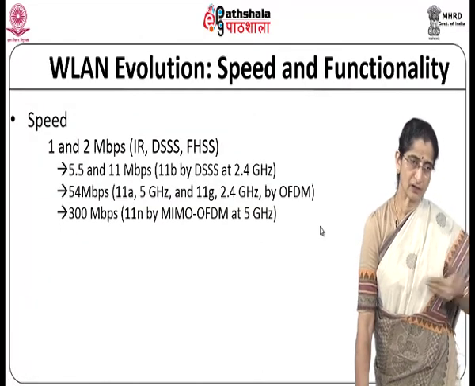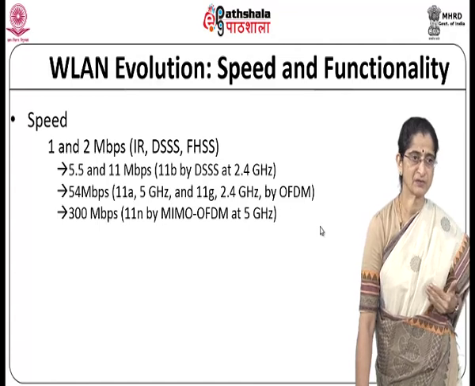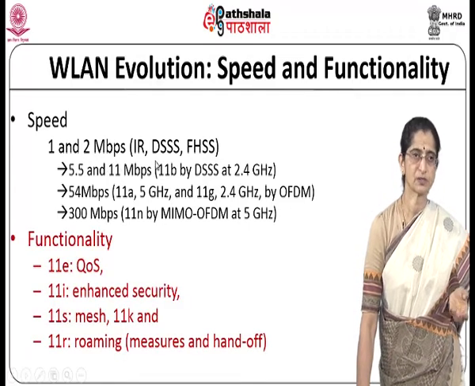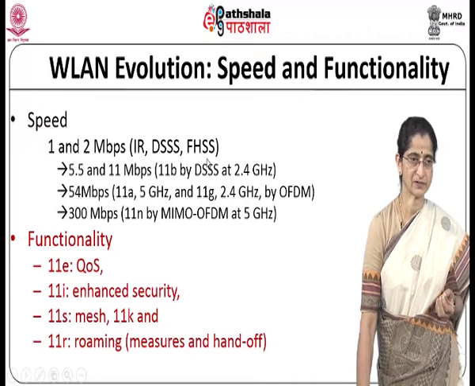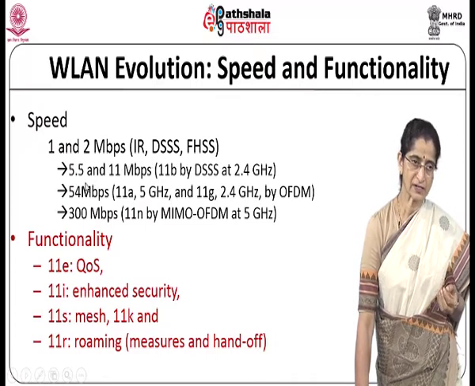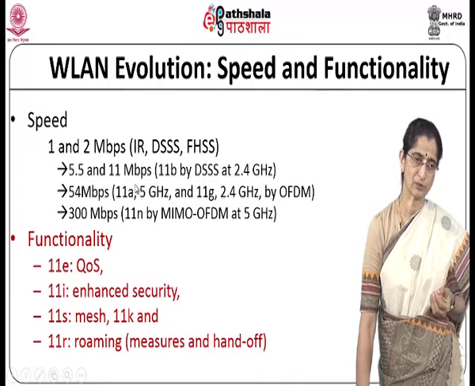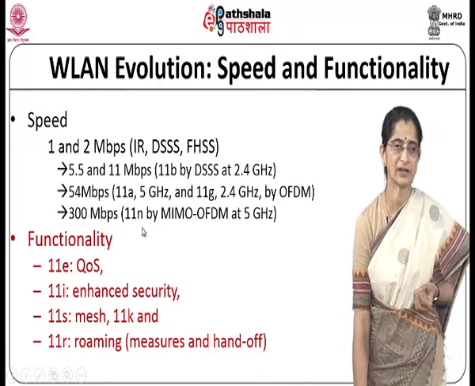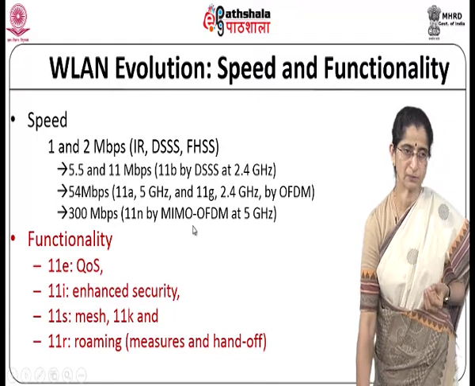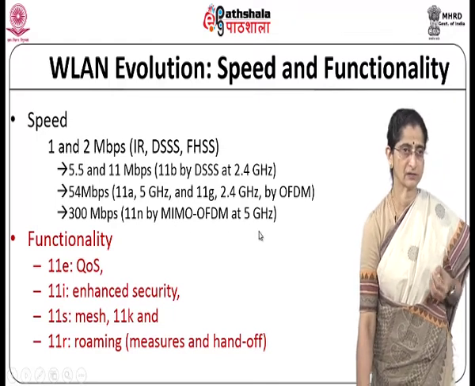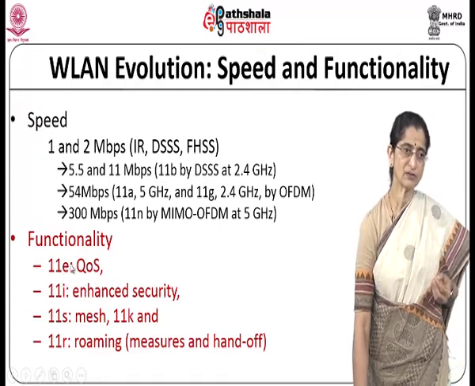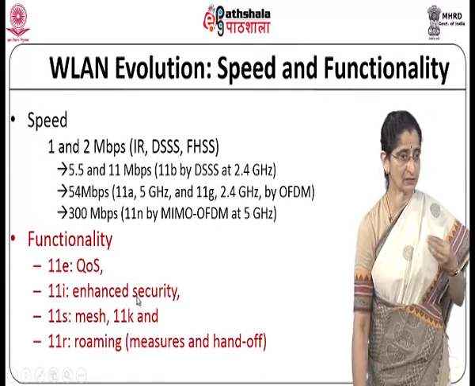So if you look at the wireless LAN evolution in terms of speed and functionality, initially your 1 and 2 megabit per second was supported using IR, DSSS and FHSS, and then later it moved up from 5.5 to 11 megabit per second and all the way up to 300 megabit per second. This is possible in 11n with multiple input, multiple output OFDM kind of physical layer technologies that are supported. And in terms of functionality, we also have improvements that have happened with the evolution.